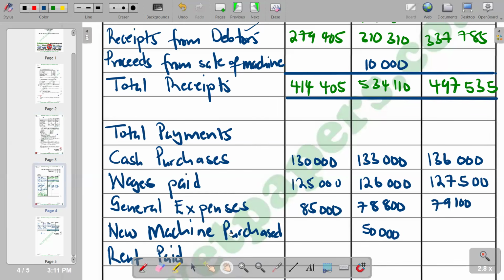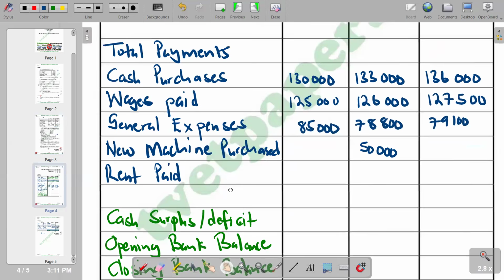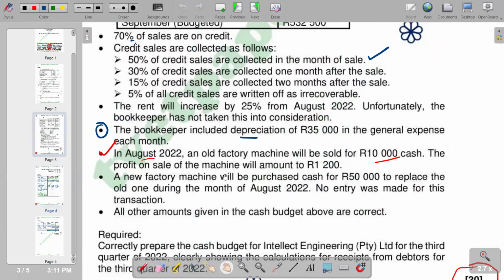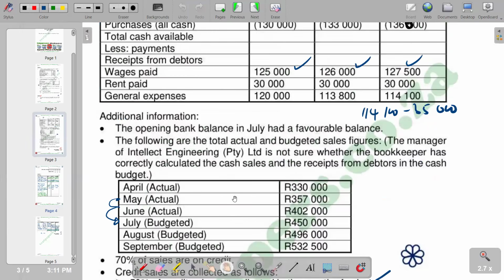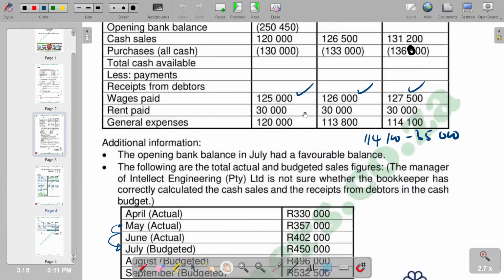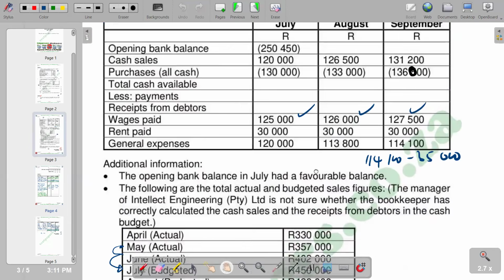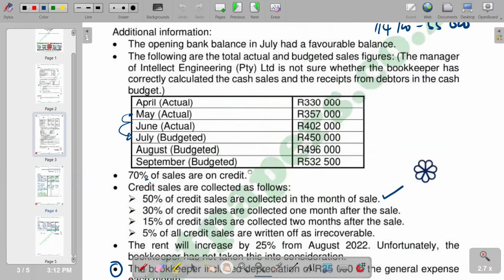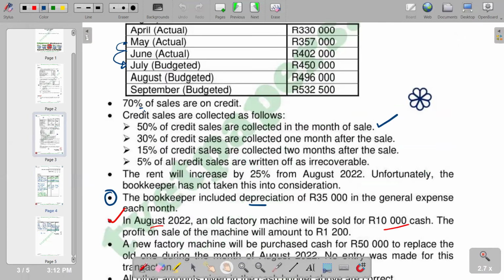Then lastly, according to our information, we've got rent paid. So check in terms of rent paid. Of course, if you go to our information, we're given it as 30,000, 30,000, 30,000 in each and every month. That is July, August, September. But if you go to additional information, we've got a point that reads the rent will increase by 25% from August 2022, which means from August onwards, it had already increased by 25%.